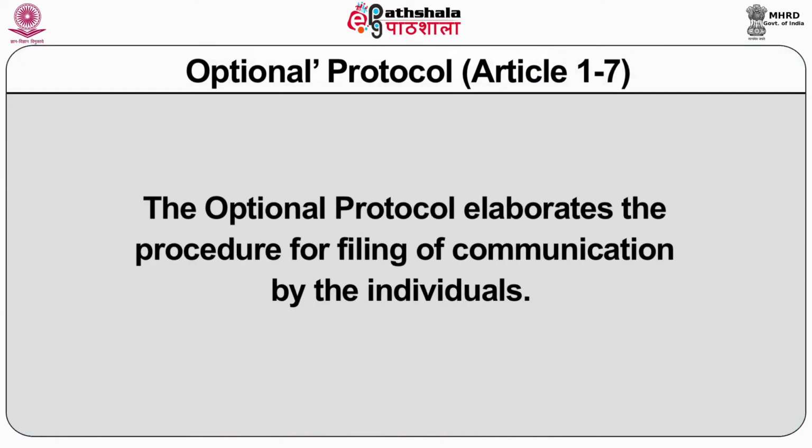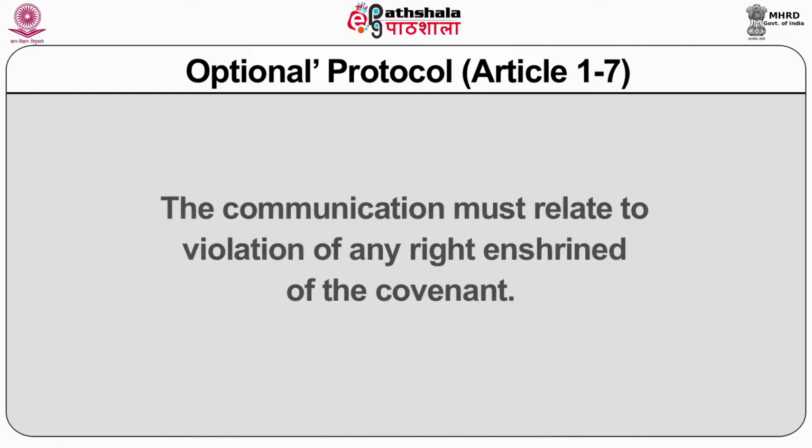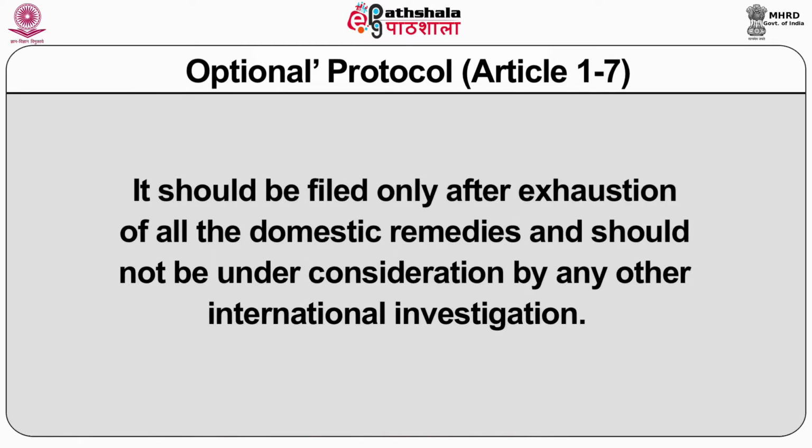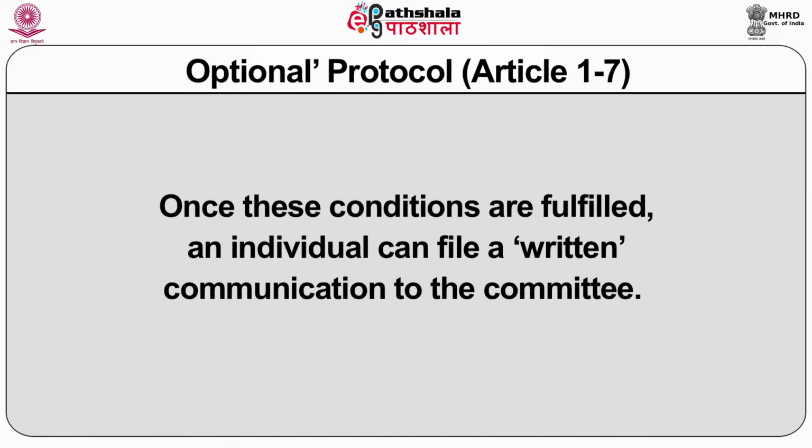The optional protocol elaborates the procedure for filing of communications by individuals. The communication must relate to violation of any right enshrined in the covenant. It should be filed only after exhaustion of all the domestic remedies and should not be under consideration by any other international investigation. Once these conditions are fulfilled, an individual can file a written communication to the committee.